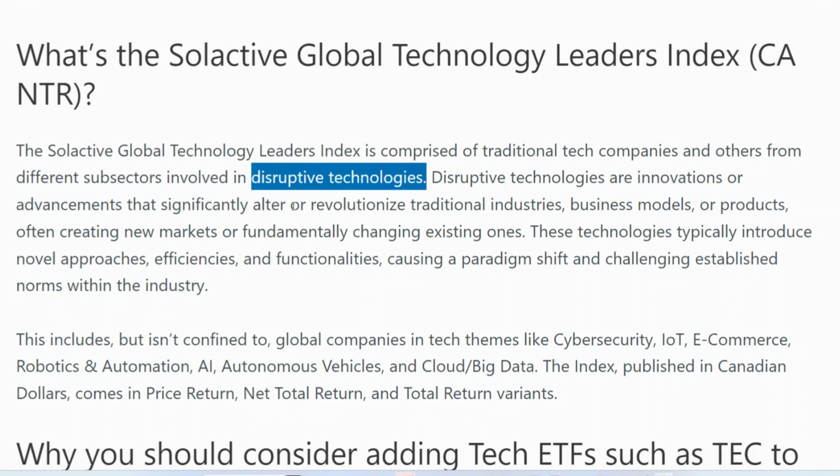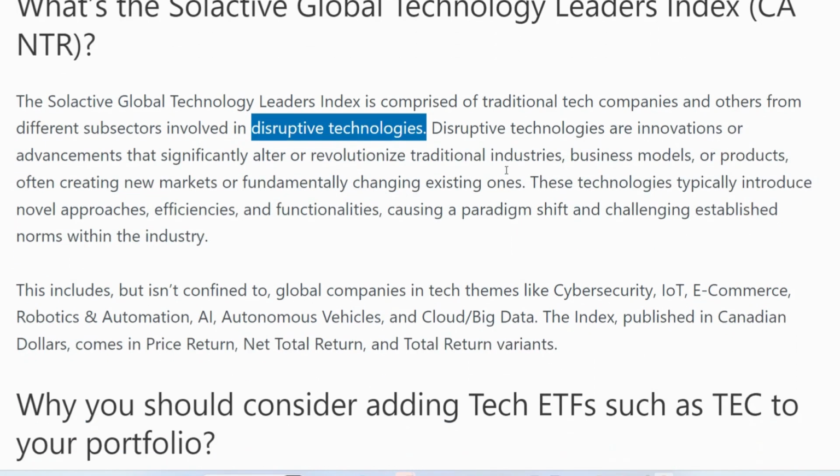And these technologies typically introduce a novel approach, efficiencies, and functionalities. It could be like a major change. If you think about it, Tesla was kind of a disruptive technology to the automotive industry. It came in with a new idea, a new concept, a completely new car that kind of revolutionized the way we think about transportation. Now everyone else is following Tesla's lead. So Tesla at the beginning was kind of a disruptive technology.